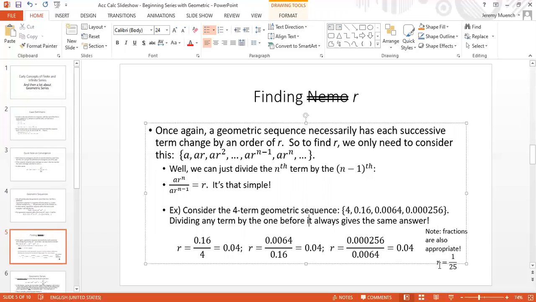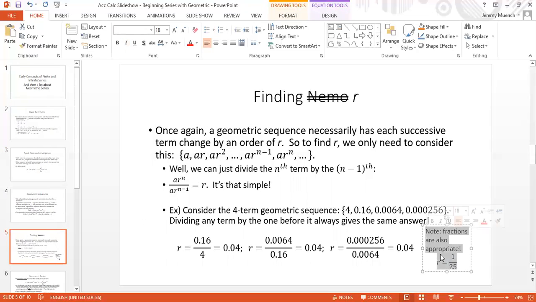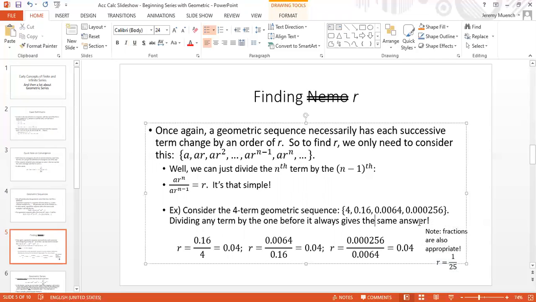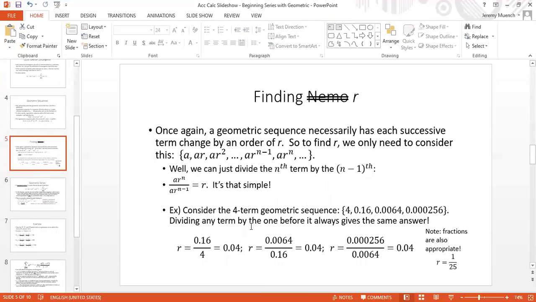Note, fractions are also appropriate. When I built this sequence, I was building it around r equals 1/25th, and then for a reason that will be lost to time, I wrote it as decimals. But yeah, fractions are also appropriate, so 1/25th is fine. I would even say fractions are often preferred. So yeah, this is it, right? Finding r shouldn't really be much of an issue.